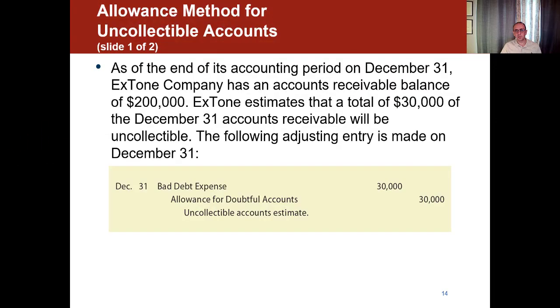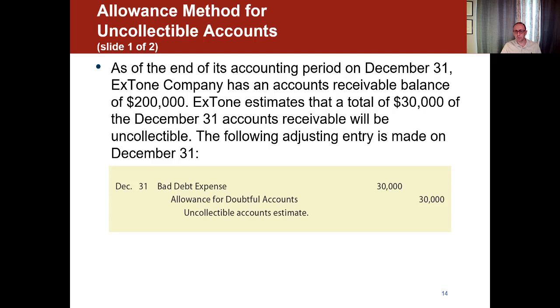Now let's see the second method of accounting for uncollectible receivables, and this is the allowance method. So let's see this example. As of the end of its accounting period on December 31st, Xtone Company has an accounts receivable balance of $200,000. Xtone estimates that a total of $30,000 of the December 31st accounts receivable would be uncollectible.